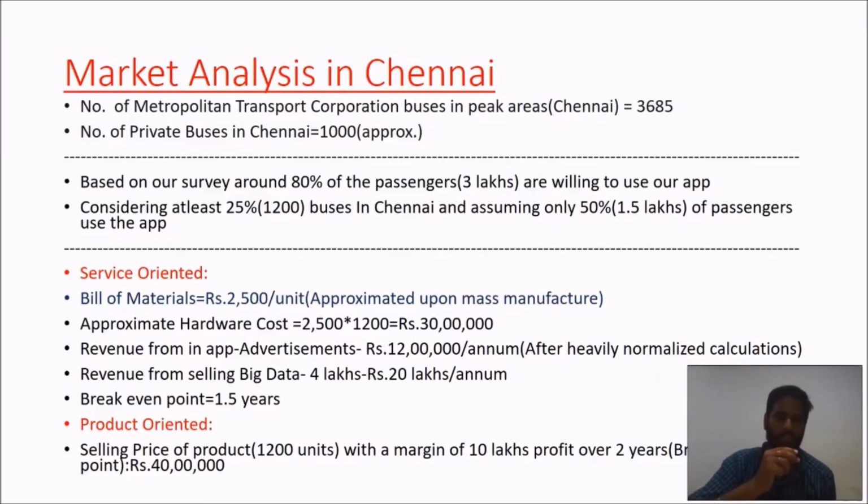The bill of materials is around rupees 25,000 per unit, and the approximate hardware cost is 30 lakhs for 1,200 units. Revenue from in-app advertisements is 12 lakhs per annum, and revenue from selling big data can vary from 4 lakhs to 20 lakhs depending on the client. Through this we'll achieve the break-even point in 1.5 years. In the case of the product-oriented approach, we'll be selling the product at a cost of rupees 40 lakhs for 1,200 units, and in this case we'll achieve a 10 lakhs instant profit, and the client would achieve the break-even point in 2 years.